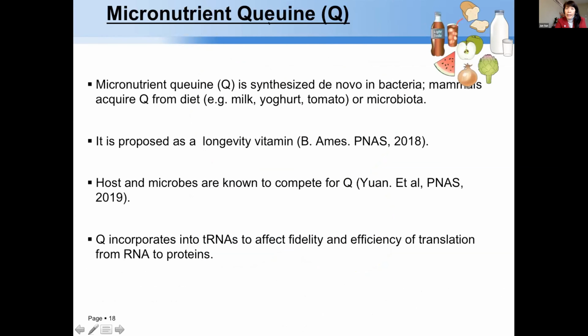For today's talk, I will talk about a relatively new micronutrient called queuosine. We simplified it as Q. Why is Q important? Because Q is only synthesized by bacteria. And many cells require Q from food, such as milk, yogurt, and tomato, or from bacteria. It's considered a vitamin-like micronutrient based on the PNAS paper. It is also very critical to control a molecular biology process called tRNA modification. Why is this important? Because tRNA is transfer RNA, which affects the fidelity and efficiency of translation from RNA to proteins.